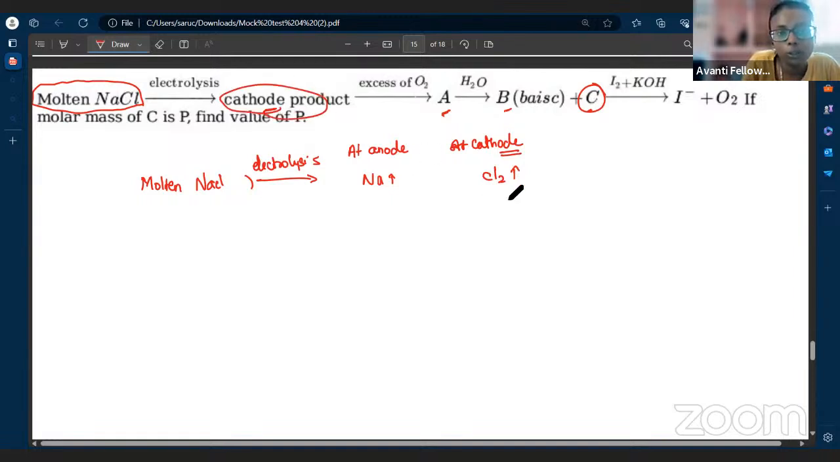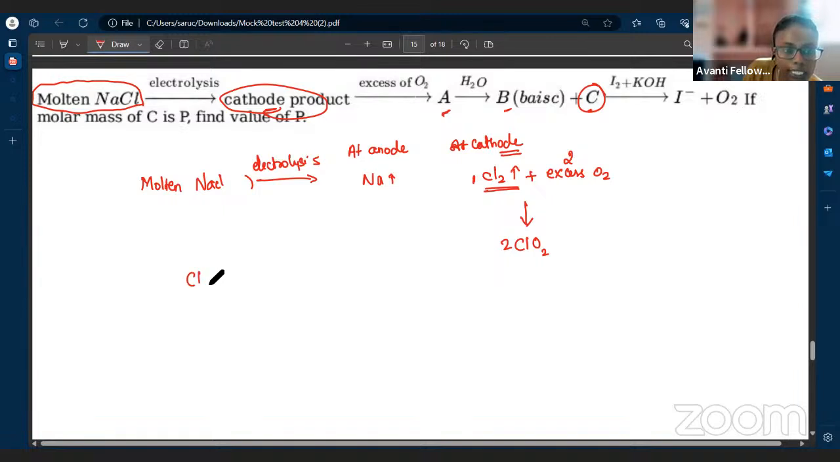Now, what is the cathode product? Cl2. You are reacting it with excess of O2. When you react it with excess of O2, what is the product you will be getting? If I'm taking 1 mole, you will be reacting it with 2 moles of O2, which is excess. So what product will you be getting? You will be getting 2 times ClO2.